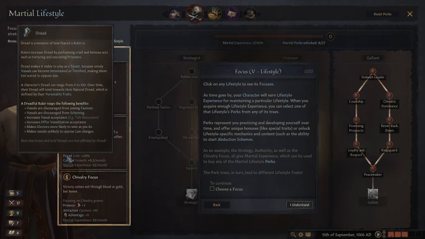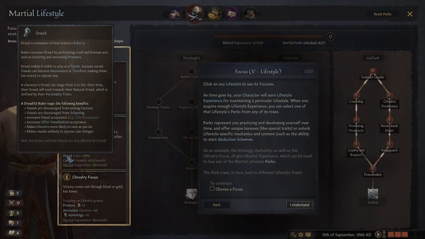What does dread do exactly? Dread is a measure of how feared the ruler is. Rulers increase dread by performing cruel and heinous acts, such as torturing and executing prisoners. Dread makes it viable to play as a tyrant because unruly vassals can be intimidated or terrified, making them too scared to oppose you. A character's dread can range from 0 to 100. Over time, the dread will tend towards their natural dread, which is defined by their personality traits.